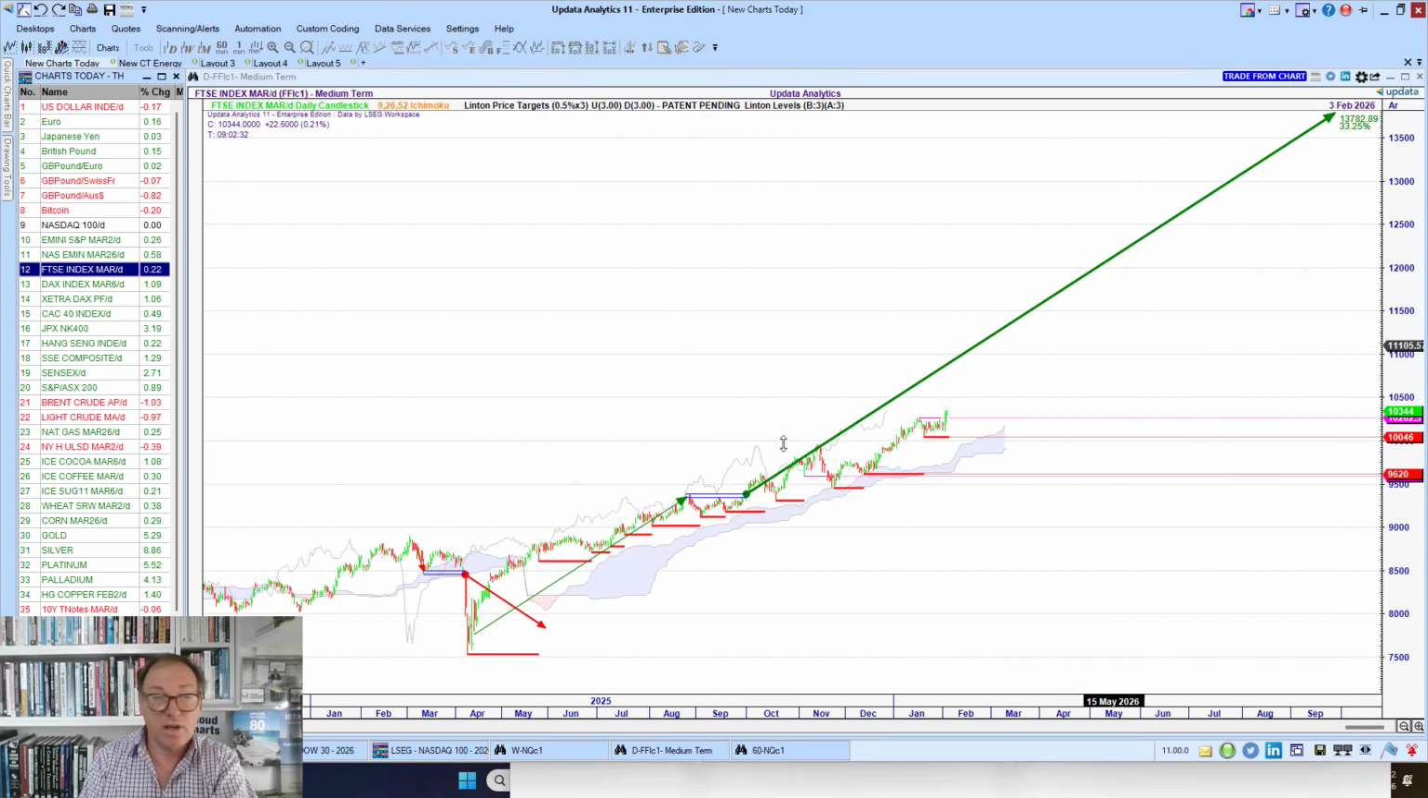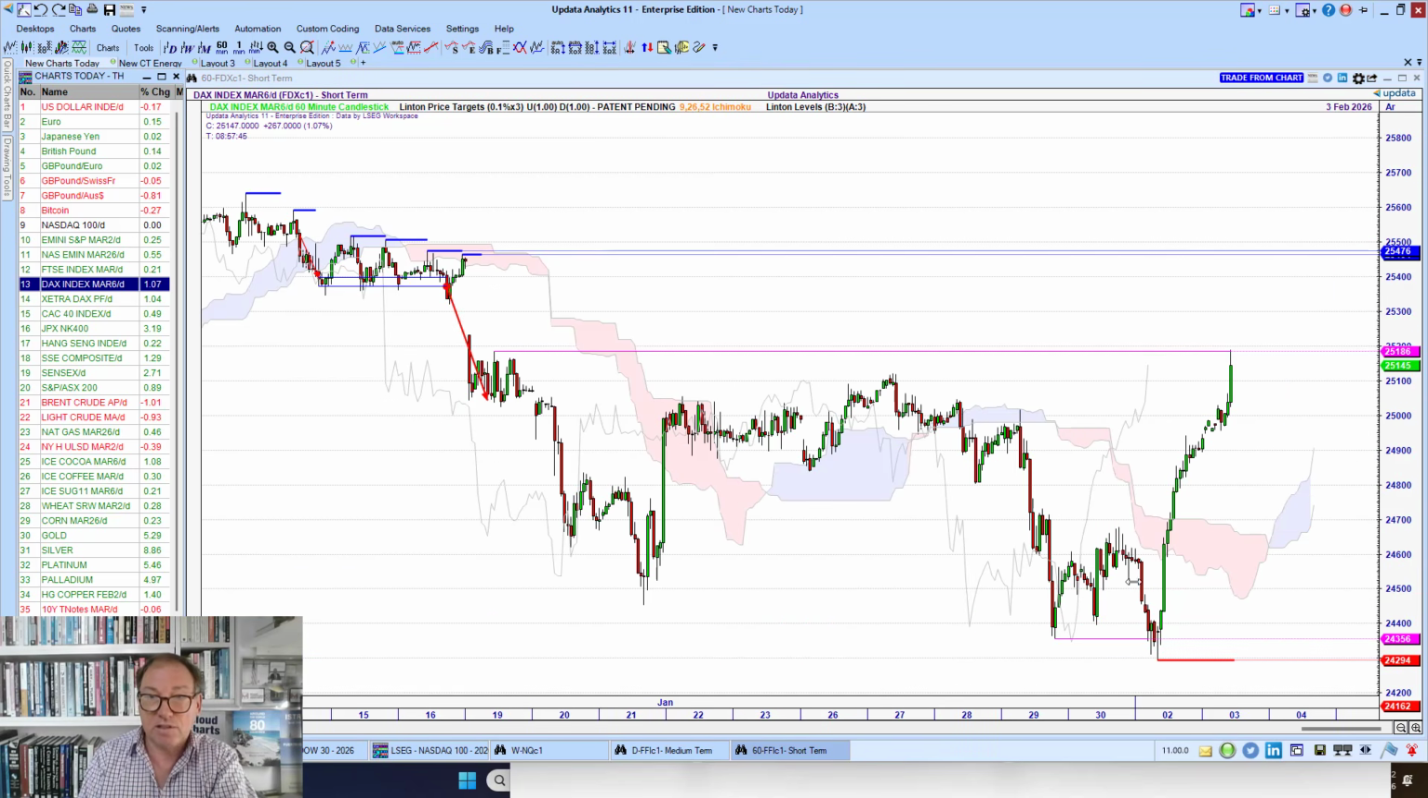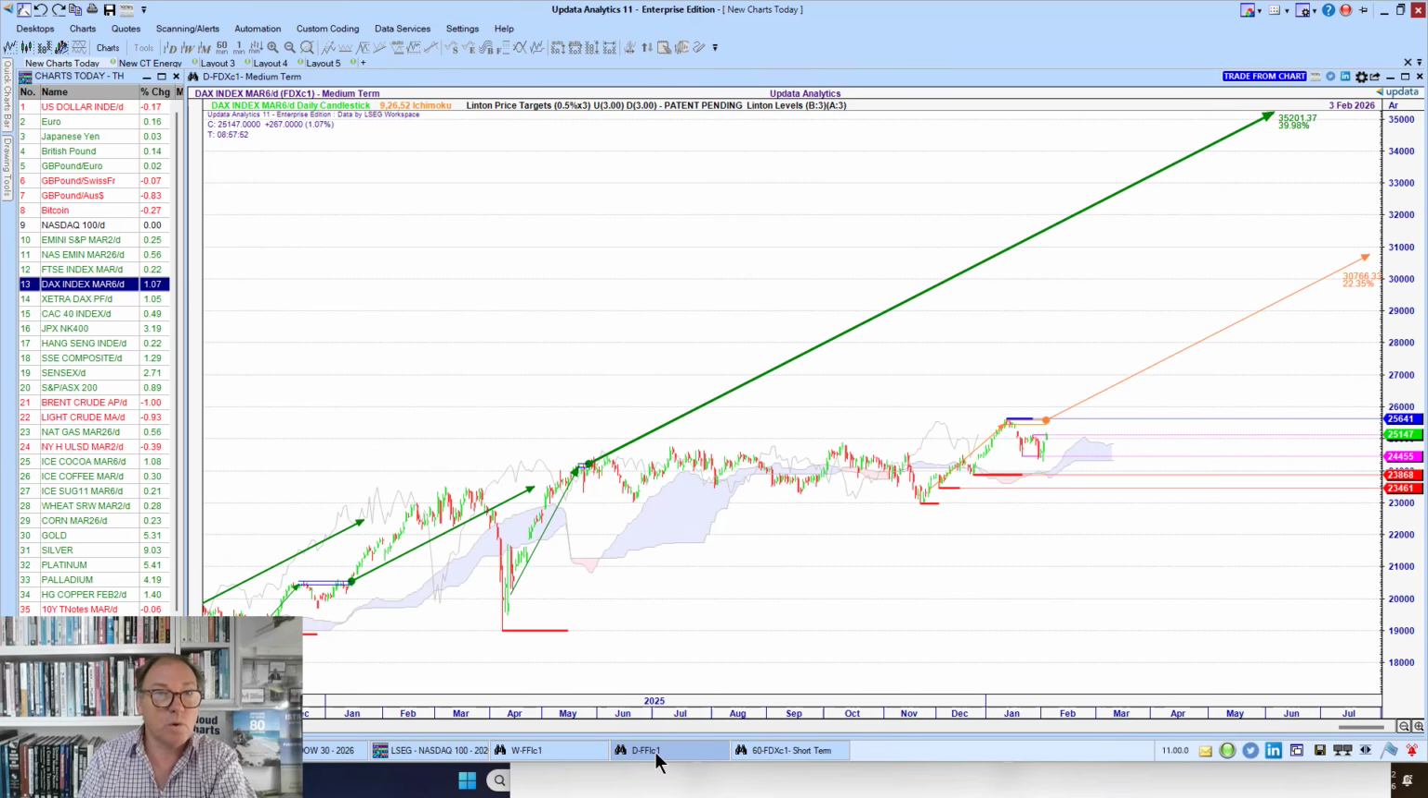FTSE is looking good, breaking higher there. And again, on the 60-minute chart, we're just waiting to see if we activate this upside target, but that is pretty bullish confirmation. The DAX in Germany, this is the future, looking pretty strong this morning, up 1%. Again, waiting to see if we activate that daily target. So really quite key there.